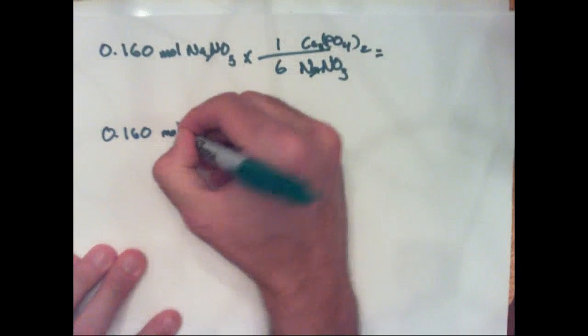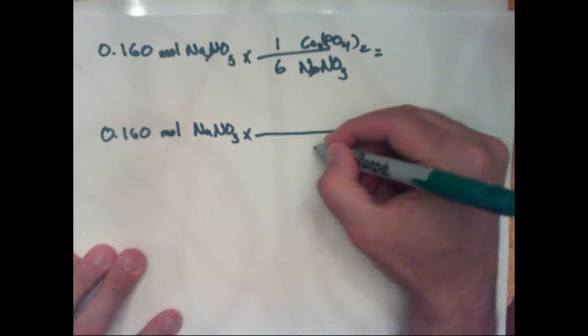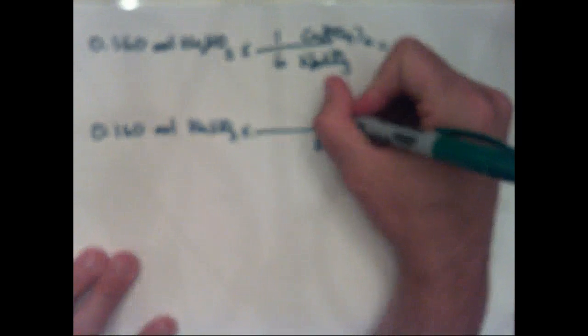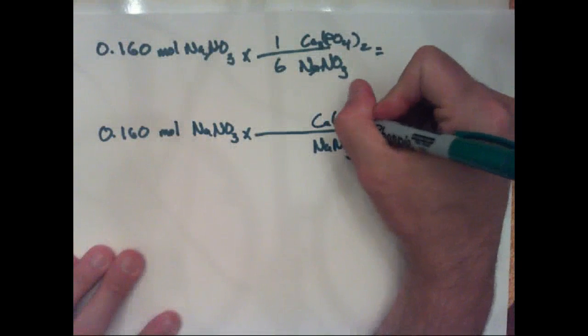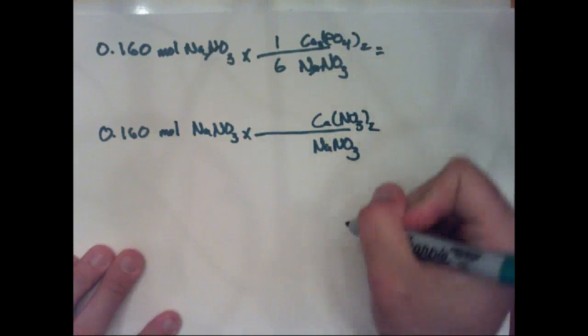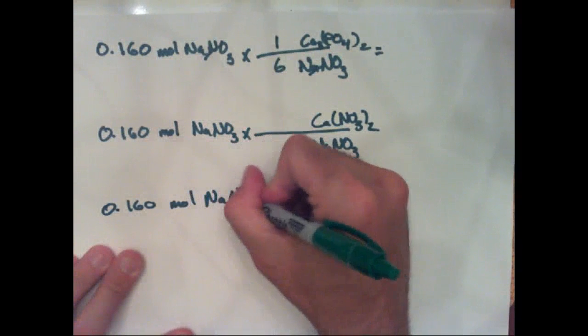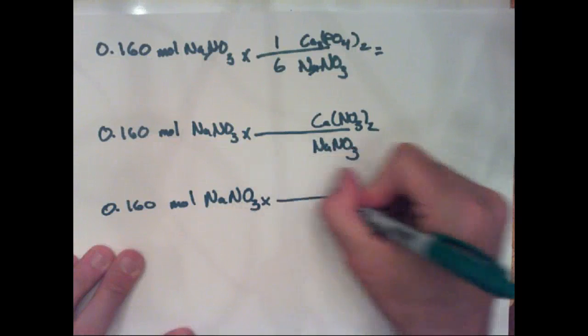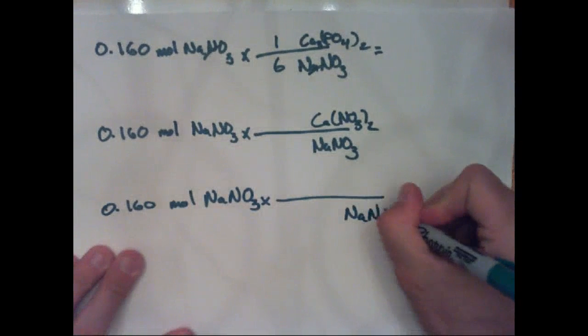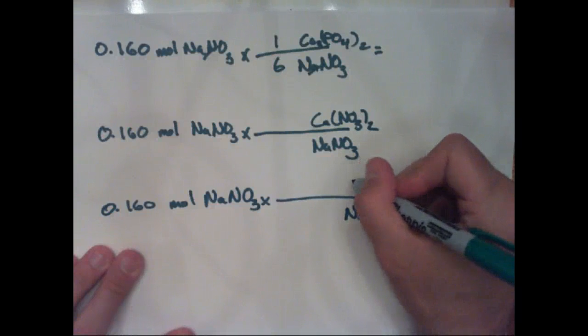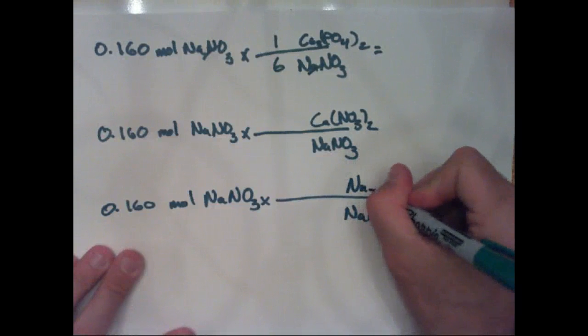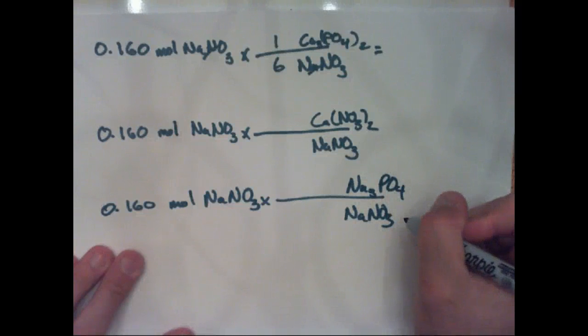0.160 moles, remember you have to use the limiting reactant of sodium nitrate. X-line, and again we're going to put sodium nitrate on the bottom, but now we want to convert that to moles of calcium nitrate. Okay, and now if we go 0.160 moles of sodium nitrate, we can X-line it, and NaNO3 on the bottom, and now sodium phosphate on the top.